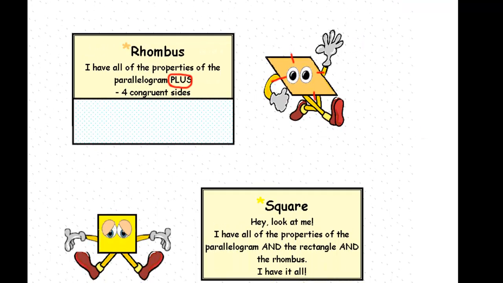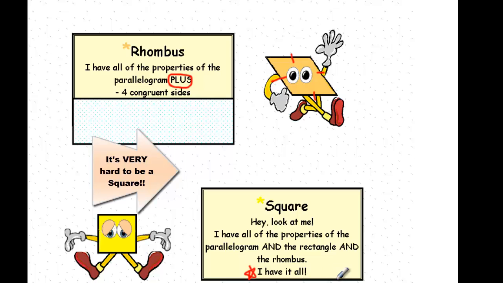And a square is everything, okay? A square has the properties of the parallelogram and the rectangle and the rhombus. I have it all. Yeehaw. Okay, so that's a square.